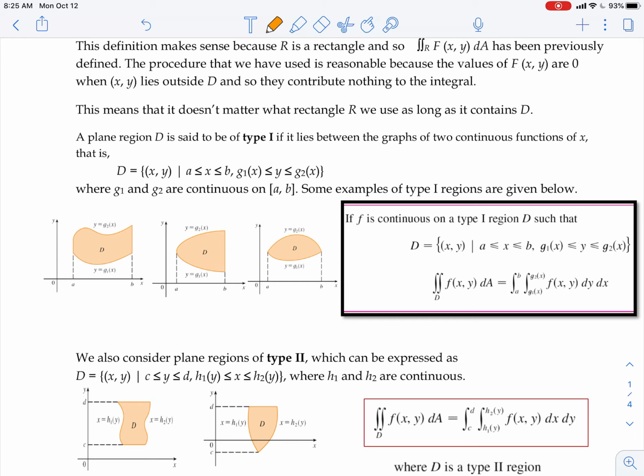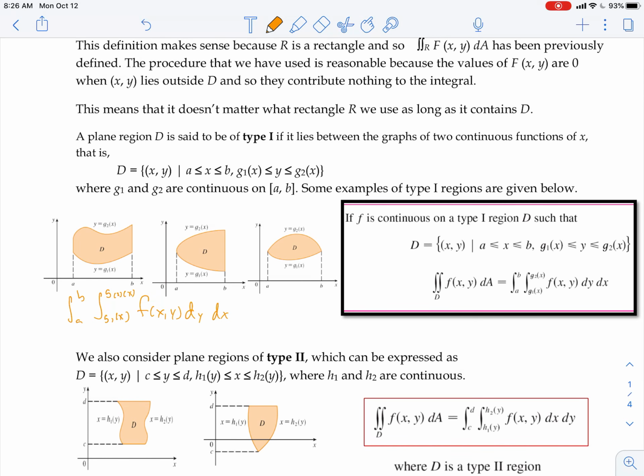How we're going to define this is the top-bottom approach of type 1, very similar to finding the area in calculus 1, where we go left to right and then top to bottom. In this case, we're going to go from left to right first, so a to b. We want to do that because those are going to be actual numbers. And then we're going to go from g1 of x, the bottom function of x, to g2 of x, the top function of x. So the top-bottom approach, f of x, y, and since these are defined by y, that's going to be dy dx. And that's how we're doing all of these.